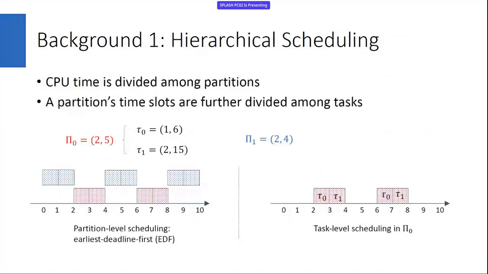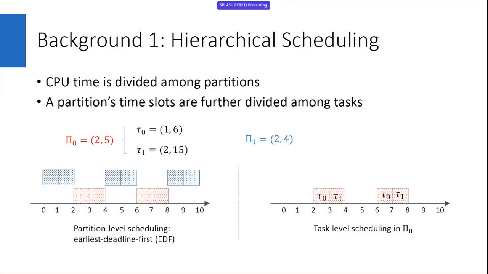Then you can have hierarchical scheduling, which divides the CPU time among different partitions, and then each partition's time slots are further divided among the tasks. On the left side, we have 2 partitions, right? We have partition 0 and partition 1. You can see the red ones for the red partition, the blue ones for the blue partition. If you look into the red partition, you might be scheduling one task, tau 0, with parameters 1/6, so it has to run between 0 and 6, and another instance of tau 0 from 6 to 12, and so on.